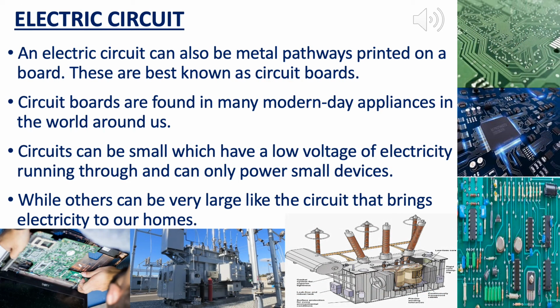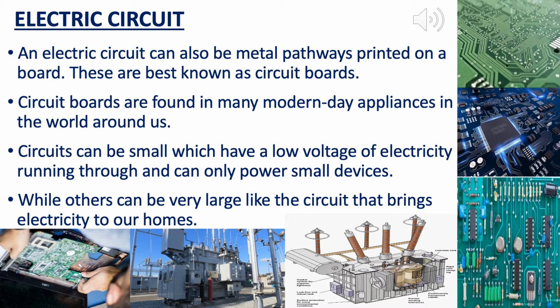An electrical circuit can also be a metal pathway printed on a board. These are best known as circuit boards. Now remember, circuit boards can be found in our cellular devices, in our laptops, computers, and even in transformers that provide us with electricity in our homes. So when it is a metal pathway printed on a board, we call them circuit boards.